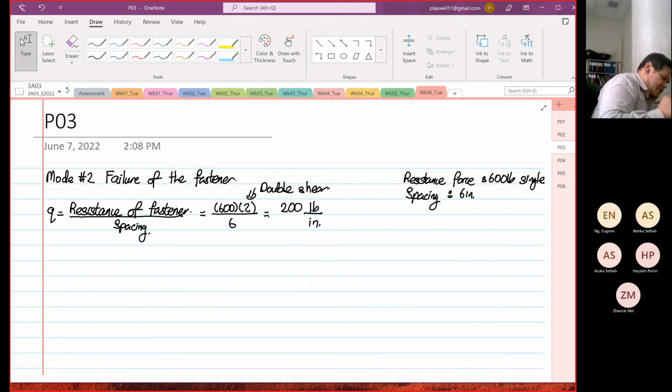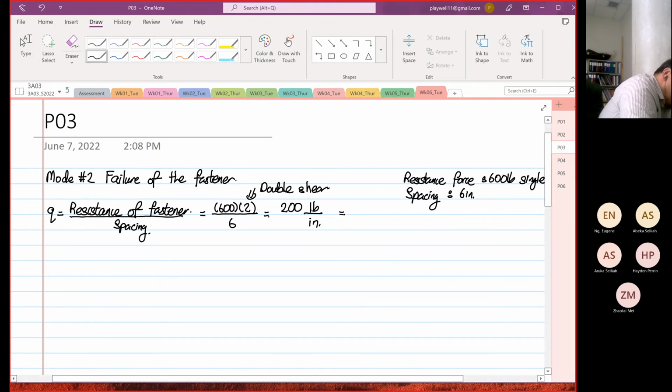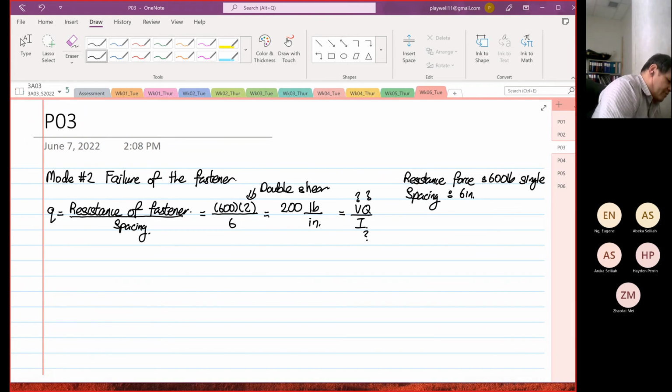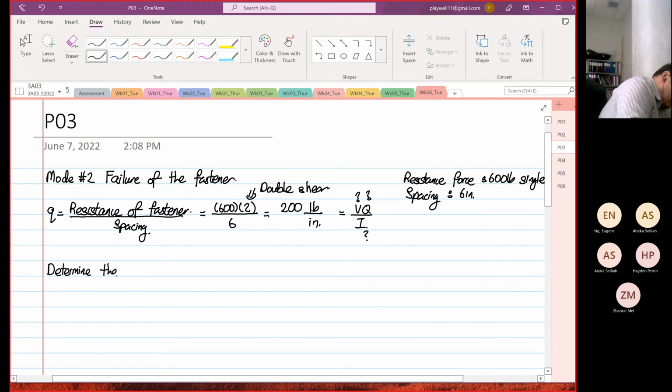So that is our resistance of the fastener, and we know the shear flow is equal to VQ over I. So what we need to identify now is the V. What we don't know is what V is, what Q is, and what I is. So now we are going to look at how to determine the V value. Determine V.